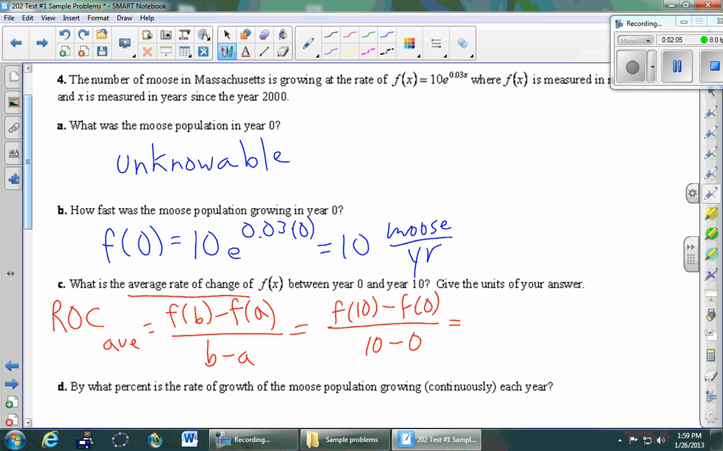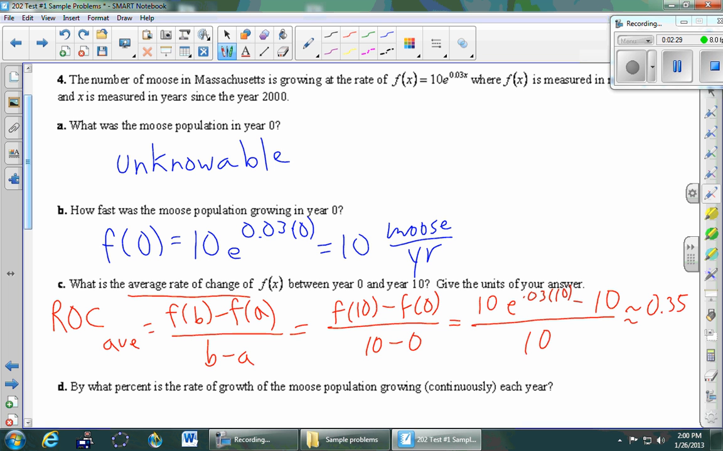Okay, if you plug f of 10 into the formula, you can use your calculator. Well, I'll just write it here. So it's 10e to the 0.03 times 10 minus, and then we've already done f of 0. It's right up above. It's 10. Downstairs is 10 minus 0, so that's also 10. And then if you crunch all these numbers together, you get about 0.35.